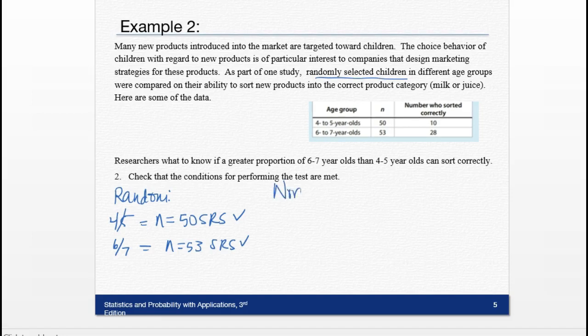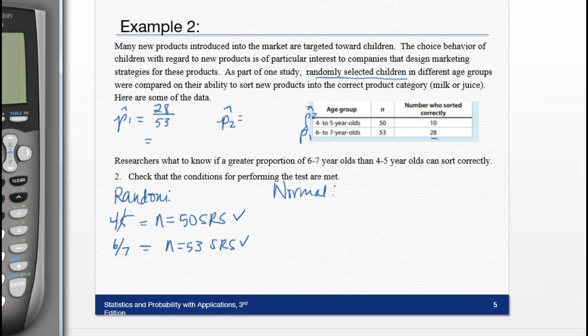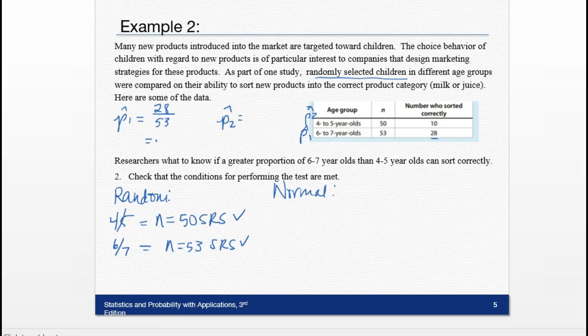Now for normal, we're going to do the large counts test. But to do that, you have to know what p hat 1 is, and you also need to know what p hat 2 is. So remember, p1 is the 6 and 7-year-olds, p2 is the 4 and 5-year-olds. So let's figure out p1. 28 out of 53, that comes out to 0.53. And then p2 is the 4 and 5-year-olds. That's 10 out of 50. That comes out to 0.20.